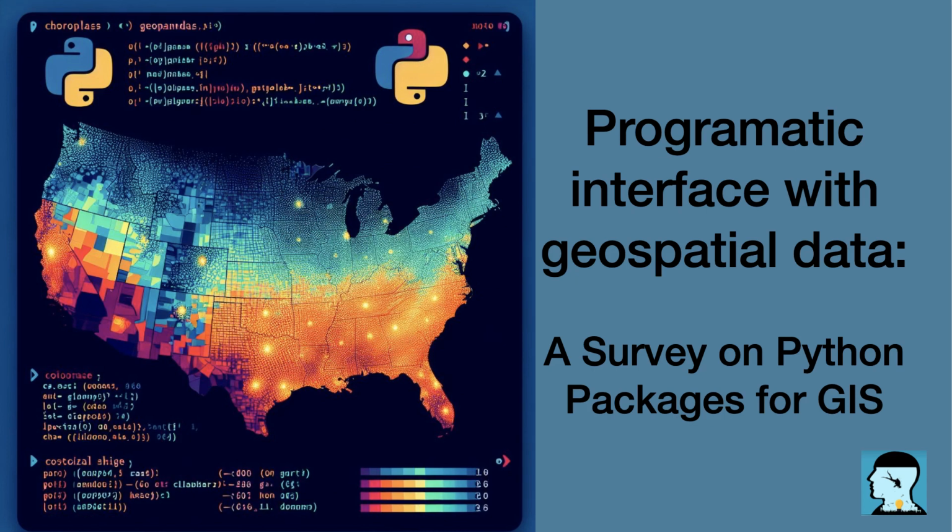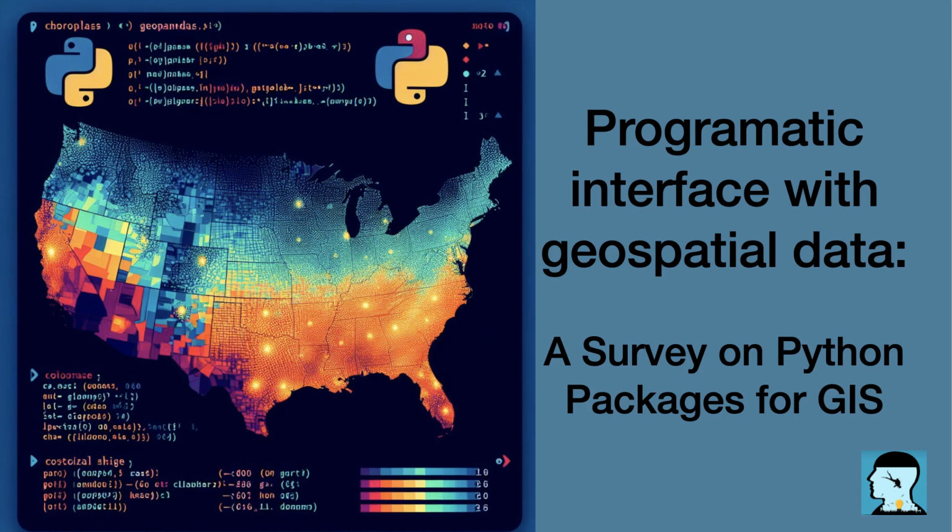3. Visualization. Python offers libraries like Matplotlib, Plotly, and Folium that facilitate the creation of interactive and visually appealing maps, charts, and graphs. These visualization tools help analysts in presenting their findings and communicating geospatial information effectively.